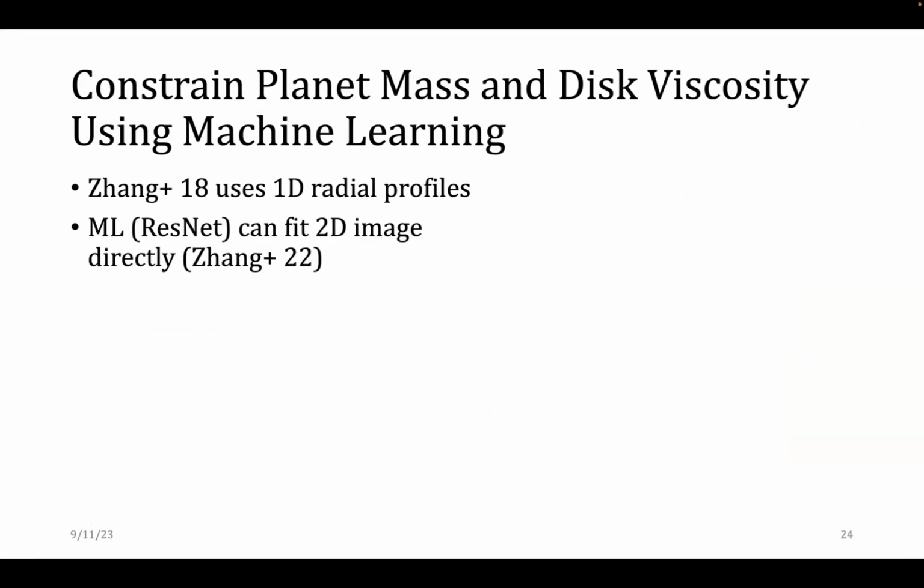Okay, so finally, I also want to mention that we could use machine learning techniques to constrain the planet mass and viscosity. Because we had a problem with this 2018 paper, which is that we used the 1D radial profiles to fit the planet mass. But the disk has 2D structure at least, and is 3D in fact. So some features, such as the dependency on the disk viscosity, can make the disk more asymmetric, and the 1D method cannot probe this. Machine learning techniques can be used to directly fit the 2D images.